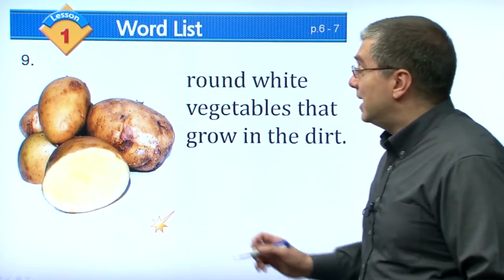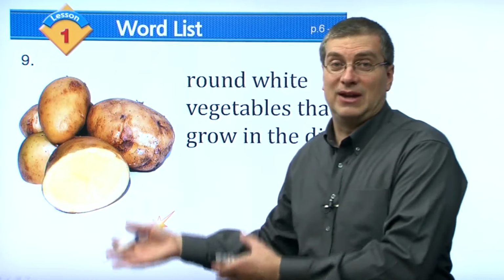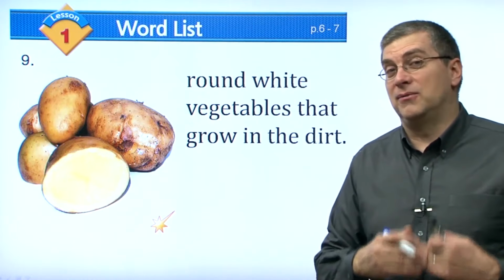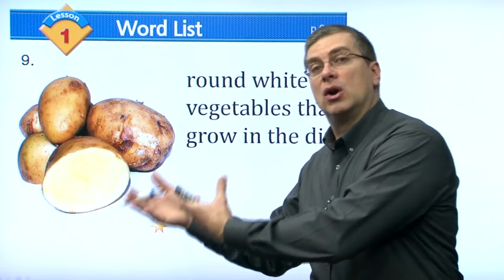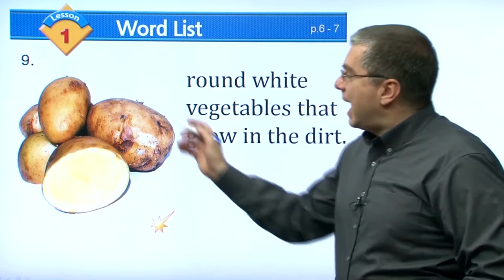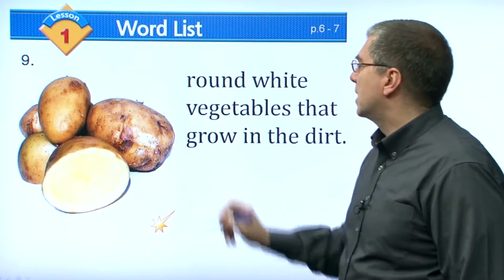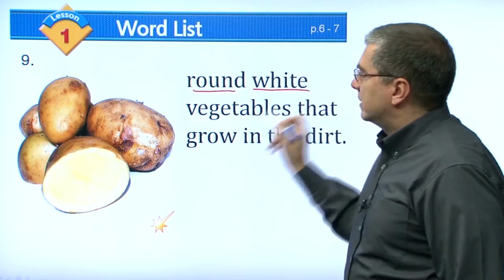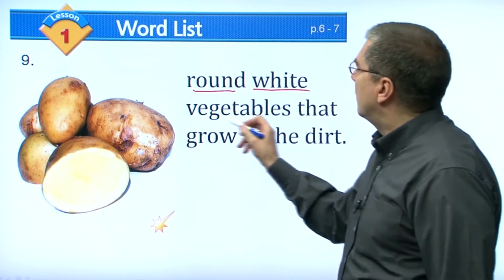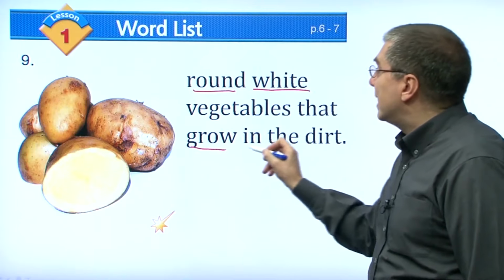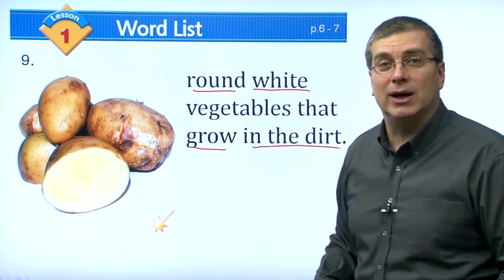Okay, our next word is another type of vegetable. We saw carrot before. That's one type of vegetable. But now we have another type of vegetable. And this is the picture. You know this one, right? This is very common. Round, white. They're white, maybe a little yellow, but usually white vegetables that grow in the dirt. They grow underground, just like the carrot, right?